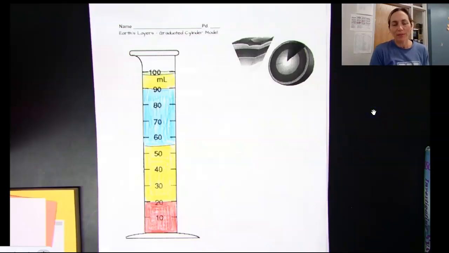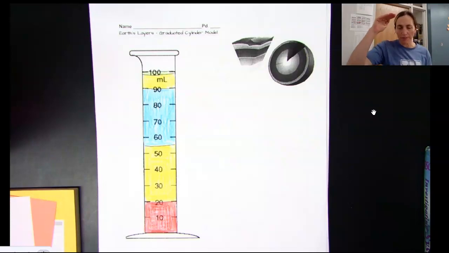Welcome back. Happy Thursday. What we're going to do today is finish up our lab that we started yesterday, modeling Earth's layers. So by the end of class, what you had created was a model that was proportional to the thickness of Earth's layers in your graduated cylinder using 5 different materials, 5 different chemicals.